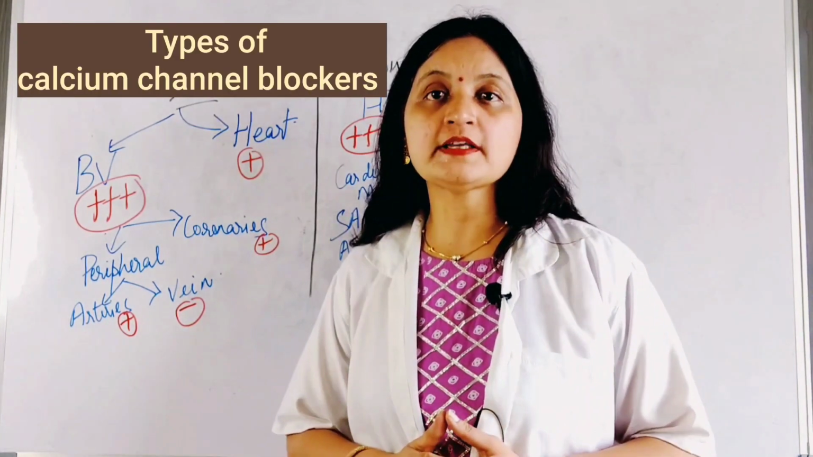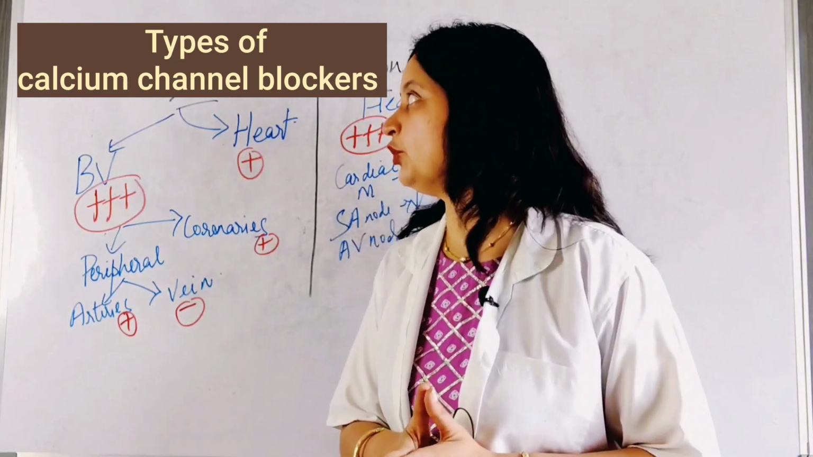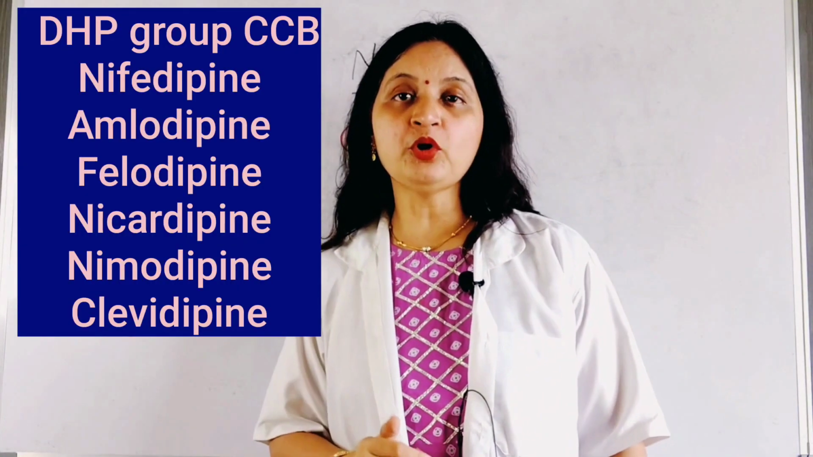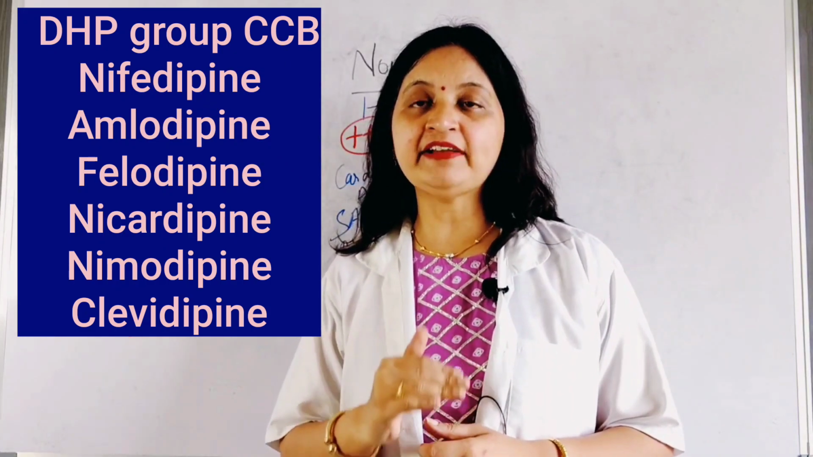The calcium channel blockers are of two types: the dihydropyridine group and the non-dihydropyridine group. The dihydropyridine group includes nifedipine, amlodipine, felodipine, nicardipine, nimodipine and clevidipine.